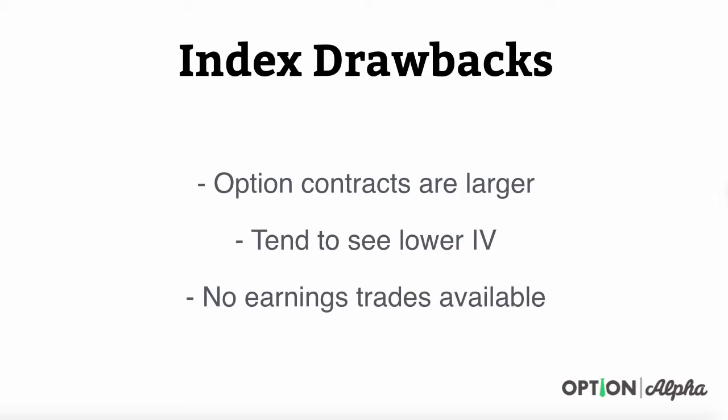And we also tend to see lower implied volatility because these are index options and they're baskets of securities. They're not making dramatic moves up and down every single day. We're not seeing 5 or 10% moves every other day. So they tend to have overall lower implied volatility, which just makes them a little bit harder to trade with regard to getting an edge in the market.